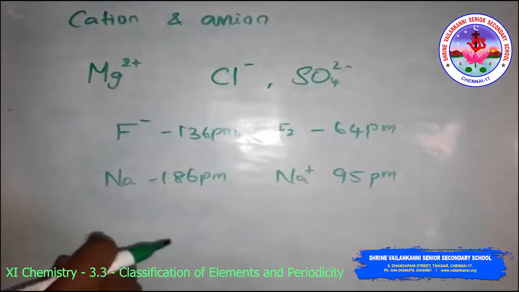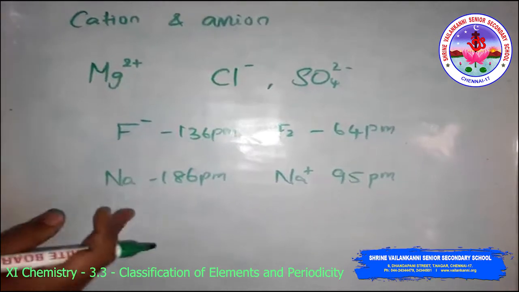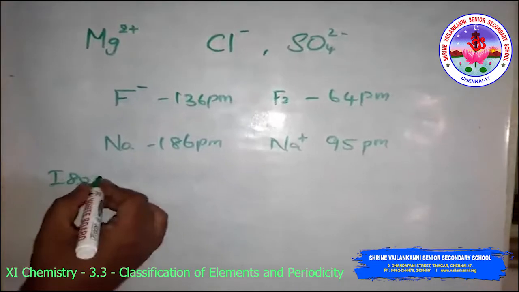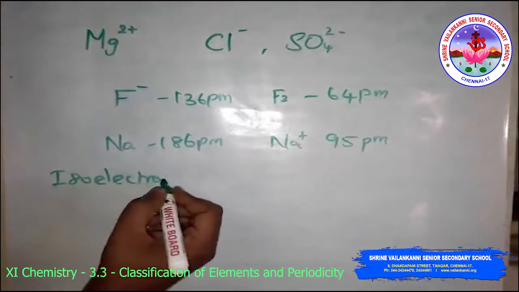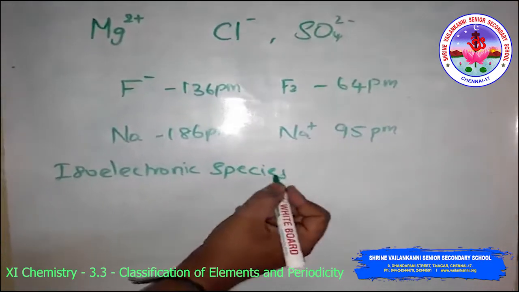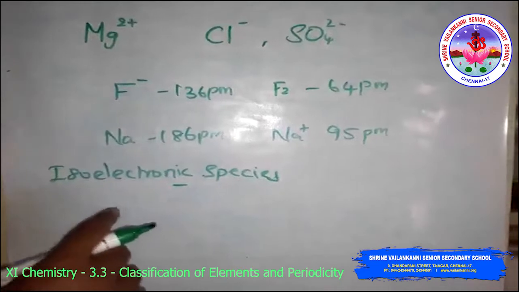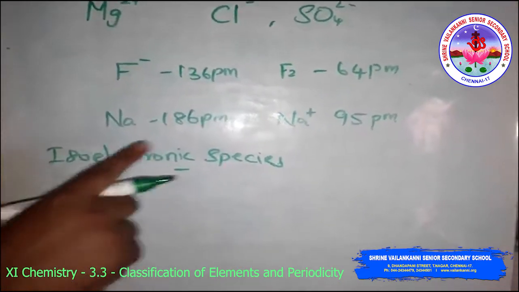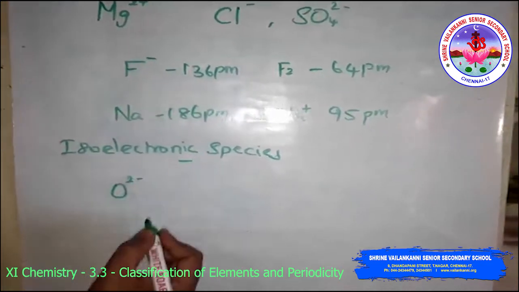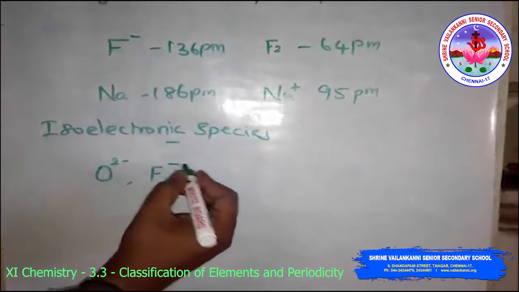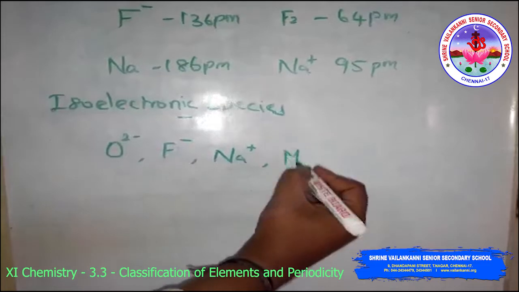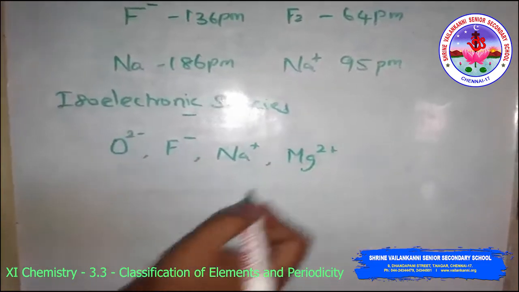Some atoms and ions contain the same number of electrons, and these are called isoelectronic species. That means atoms and ions which contain the same number of electrons. Examples: O2-, F-, Na+, Mg2+. So these are isoelectronic species.